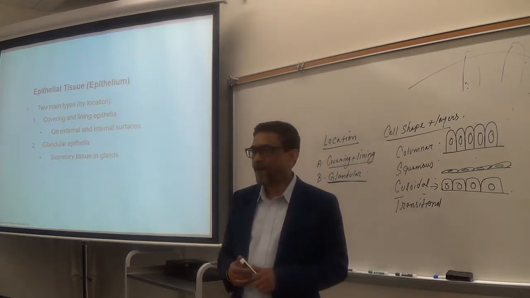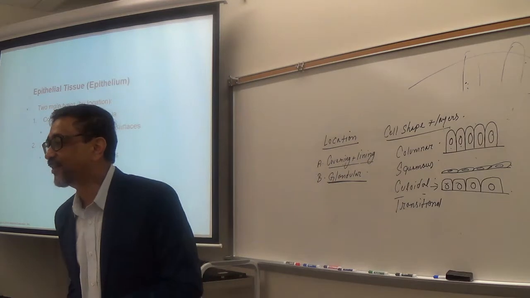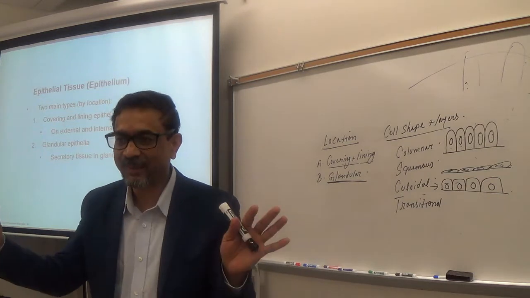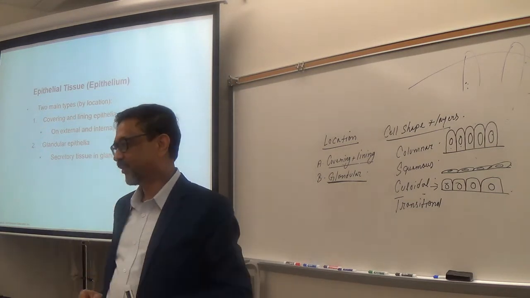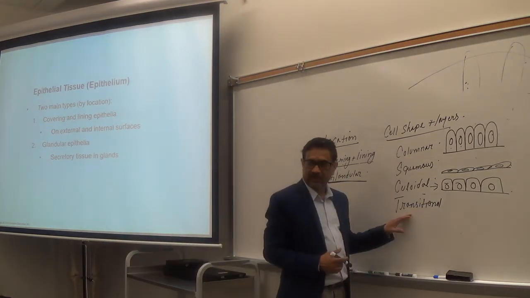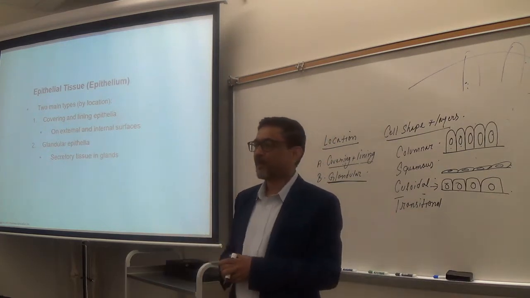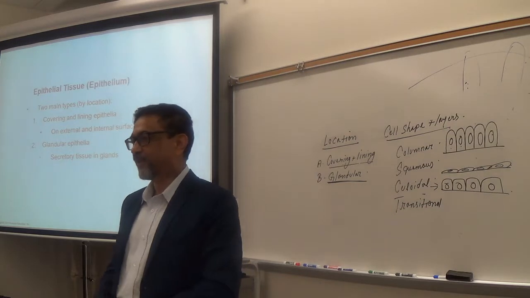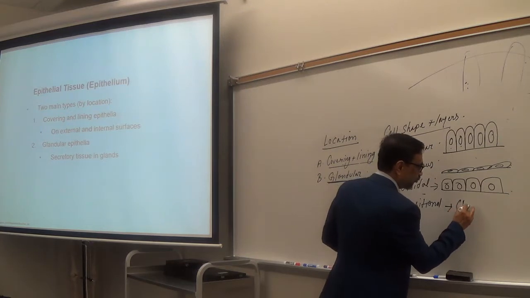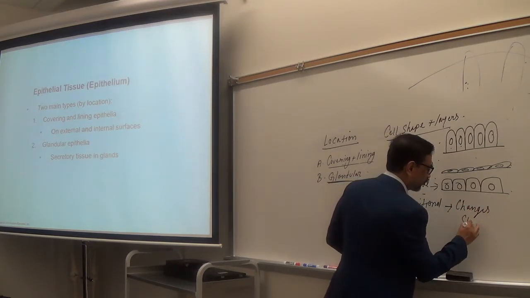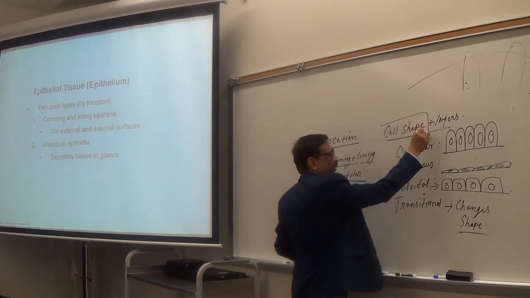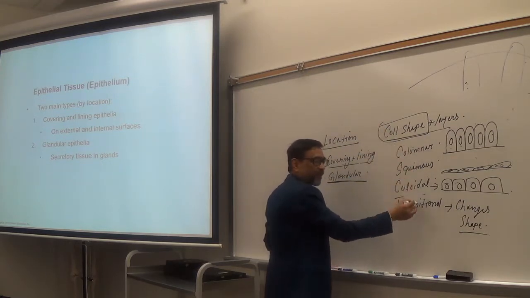Transitional. Transitional epithelial cells change their shape. That's why transitional. They're not fixed. Make sense? Sometimes flat, sometimes columnar or cuboidal. So that's why this is called transitional. Okay? So change their shape, not fixed. Okay. So by looking the shape of the cells, we divide into columnar, squamous, cuboidal, transitional.